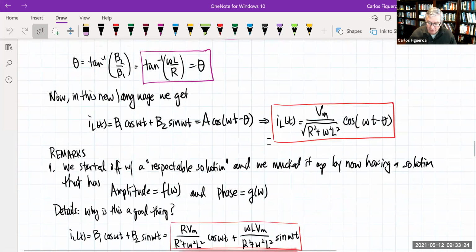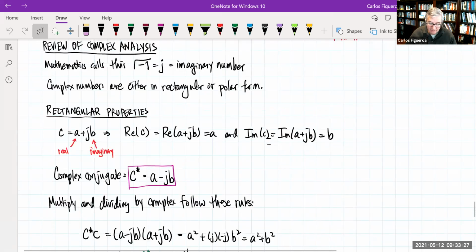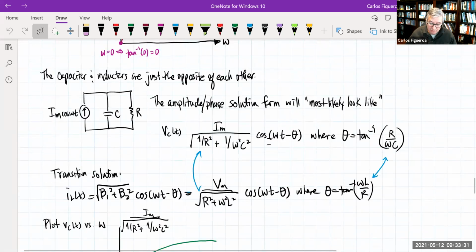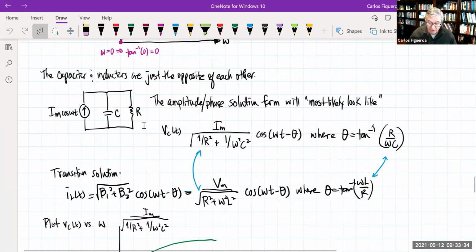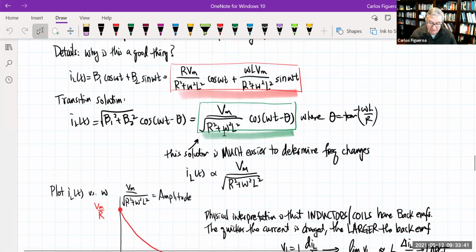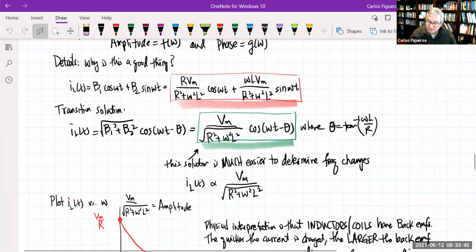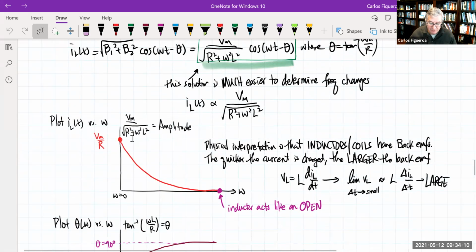At the end of last time, we showed that when you do a solution like this in AC circuits, the amplitude is frequency dependent and the phase is frequency dependent. And this is much nicer to deal with than the solution that's B1 cosine omega t plus B2 sine omega t, because there I have two amplitudes to interpret that are frequency dependent, whereas here I only have one amplitude.